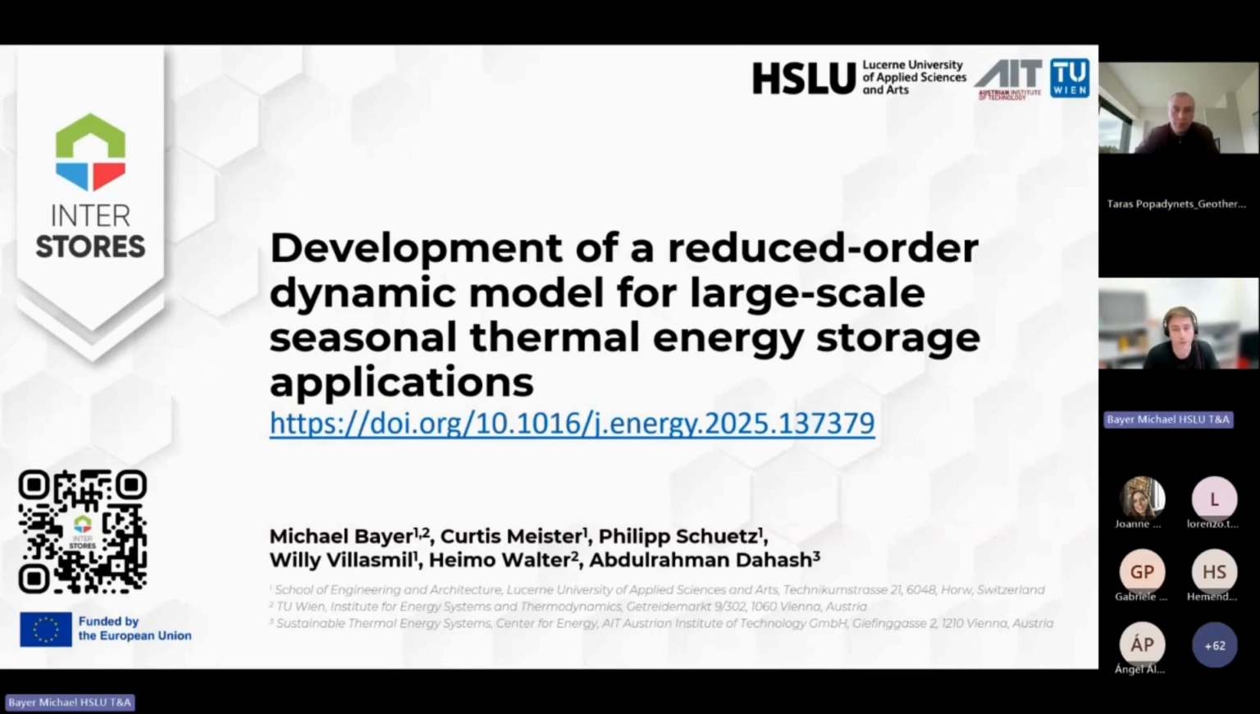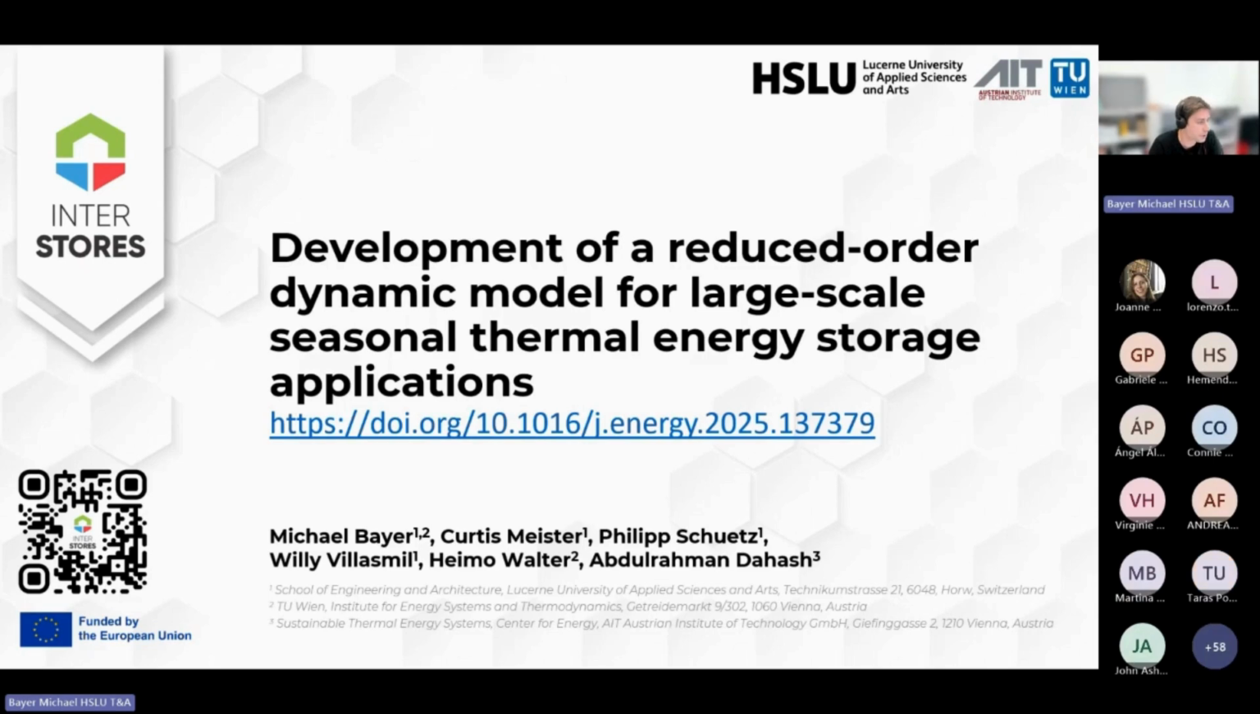I will start. Today I'm going to talk about the development of a reduced order model for seasonal thermal energy storages, which is part of the INTERSTORES project. If you're interested in the project itself, you can scan this QR code. It will direct you to the homepage. And I will show you some results of our recently published paper. If you're interested in the paper, you can find the link here.